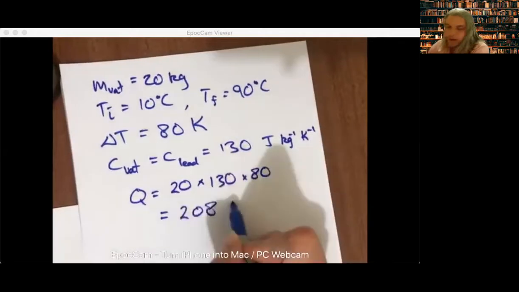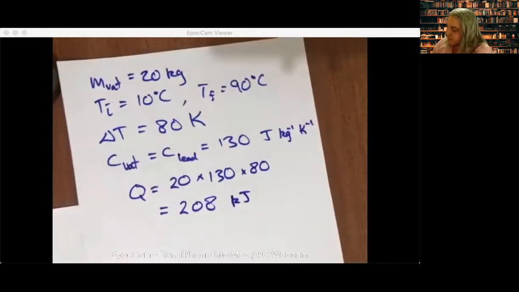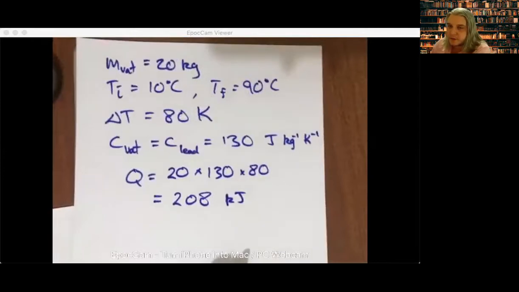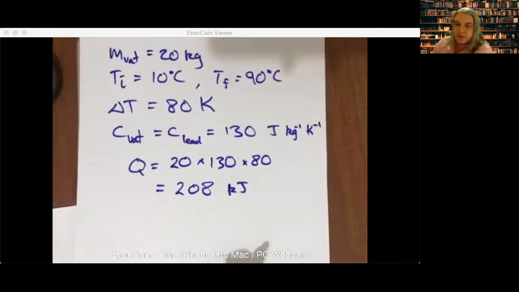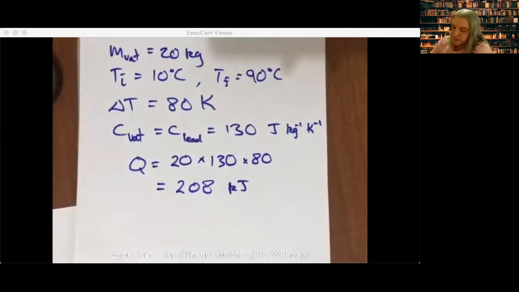If my previous calculation was correct, feel free to check that and call me out in the stream forum if I've done that incorrectly, but that's what I get out. I get out 208 kilojoules for the heat required to raise the temperature of the vat from 10 to 90 degrees Celsius. The next part of the question is exactly the same, except that we're dealing with two components.